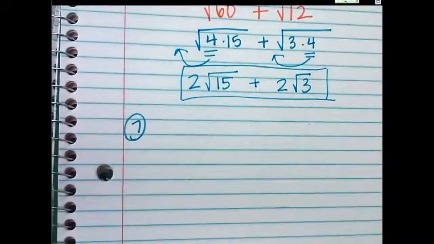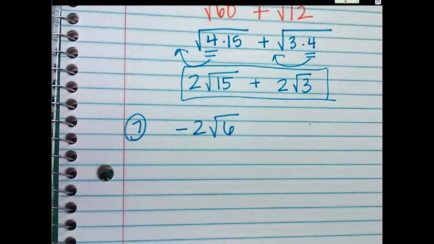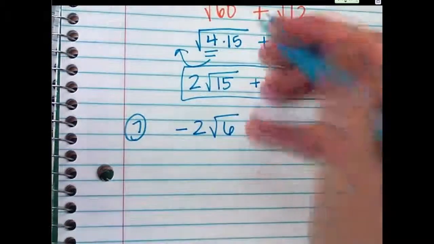Okay, let's do another one like that with some coefficients. Number 7, negative 2 square root 6. I only have a few more. And then I want you guys to work on your worksheets.